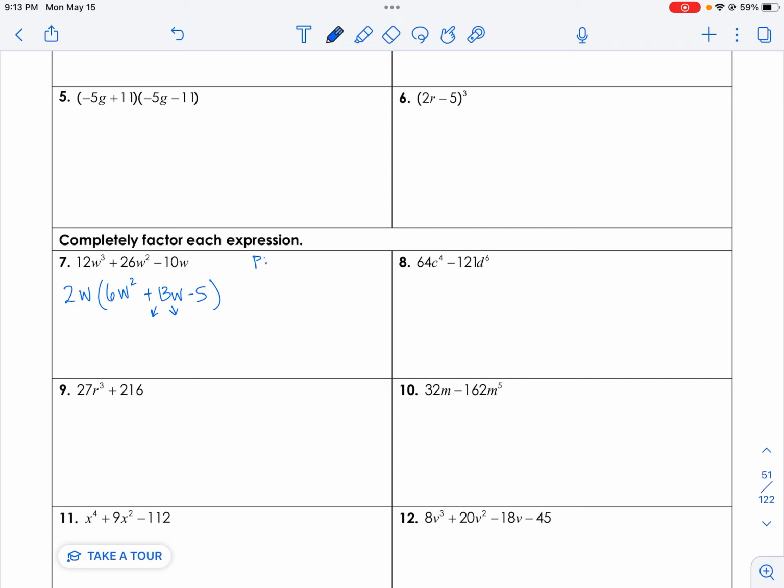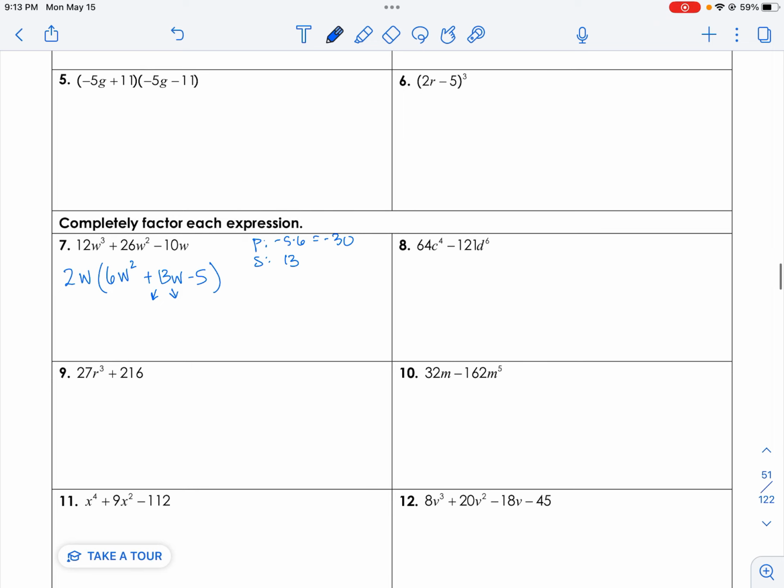I'm looking for the product of two numbers to be -5 times 6, so to be -30. And I'm looking for two numbers that sum to 13. I think the signs should be different, and they should be 15w and 2w. The signs on those should be plus, minus, -5. Bring down the 6w squared, and the 2w also just comes down because that's what I factored out before.